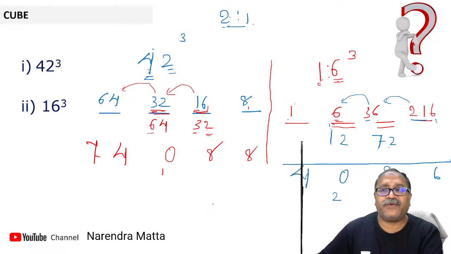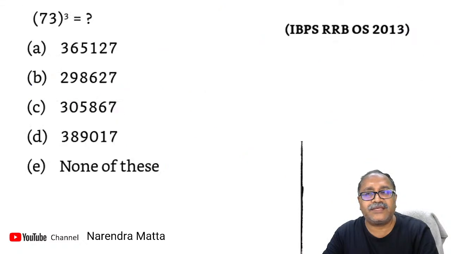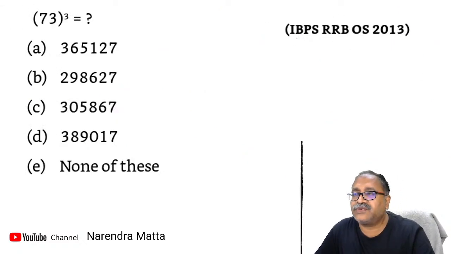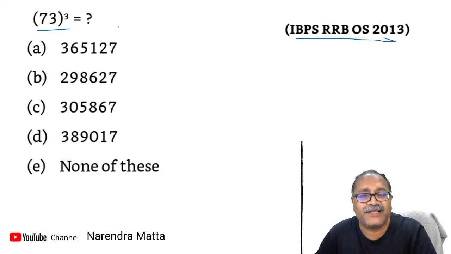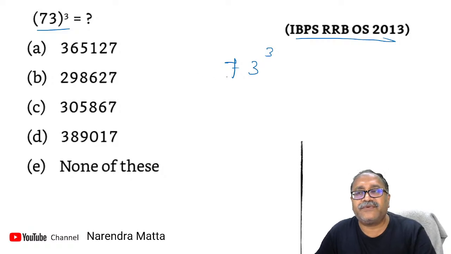That's how we find the cube of any 2-digit number. You pick up some number and try this. You can see that in the exams we get questions like this, where you are directly asked to find out the cube. Can you answer it? Now we can answer it. Look at this one. 73 cube, they asked. How do I get the 73 cube?